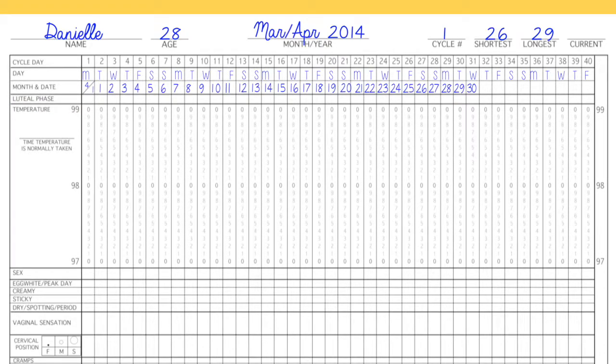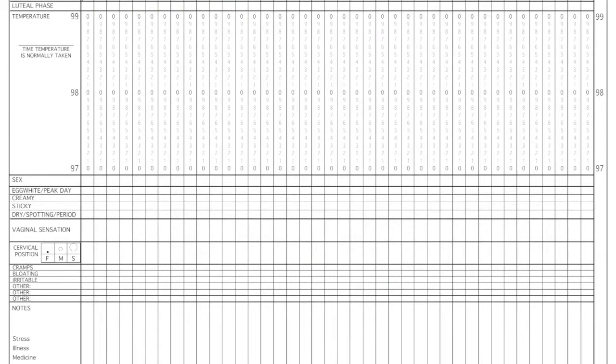Now that we've gotten the top general information filled in, every day you'll fill out one day. So this column here of number 1, you'll fill that information out. Usually I do it right before I go to bed. So let's start by looking at a day and seeing what types of information we'll be recording. First up, you'll record your temperature here. Of course, that's your waking temperature before you get out of bed, before you do anything. You'll record your temperature and then mark it down here in the chart.